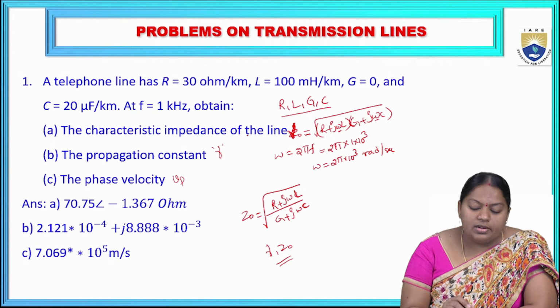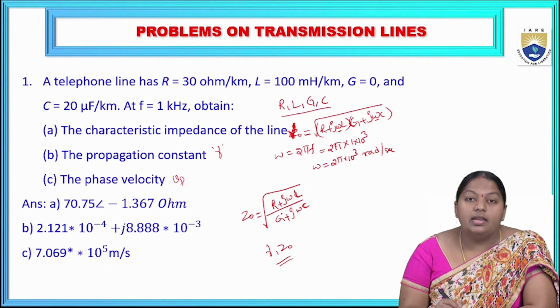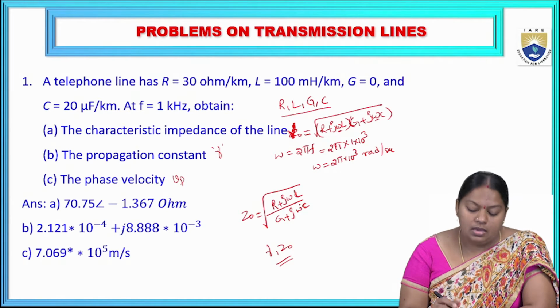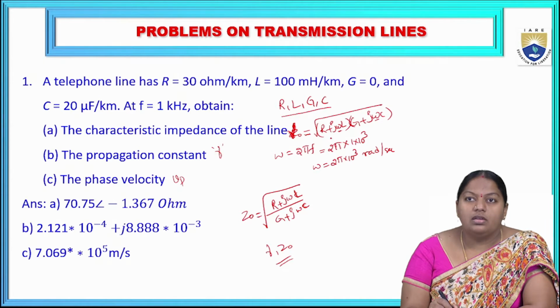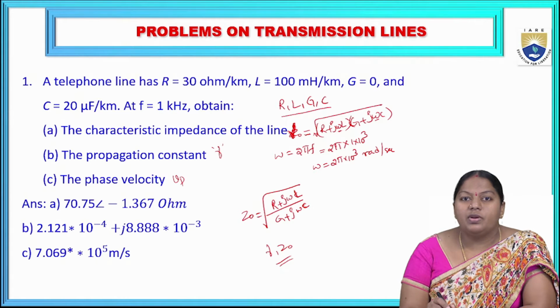Right? So, gamma and Z0 are called the secondary constants of a transmission line. The characteristic impedance of a transmission line in terms of all the primary constants along with the operating frequency is Z0 equal to root over R plus j omega L by G plus j omega C, and the propagation constant gamma is root over R plus j omega L into G plus j omega C.